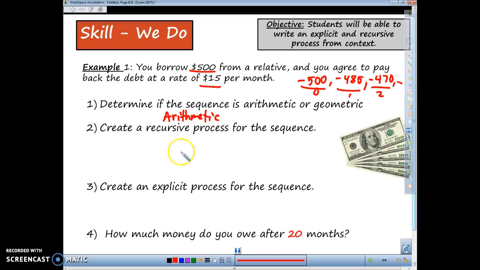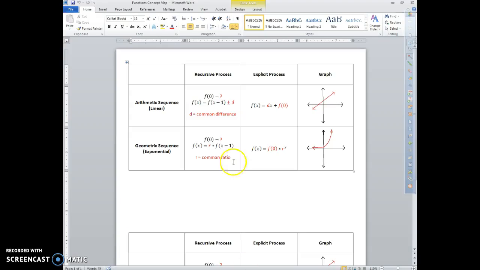Then it says create a recursive process for the sequence. Looking at our concept map, I want the recursive process for an arithmetic sequence. That's this box right here. So I need to find two things. I need to find f of 0 and I need to find the d value. f of 0 and the d value.